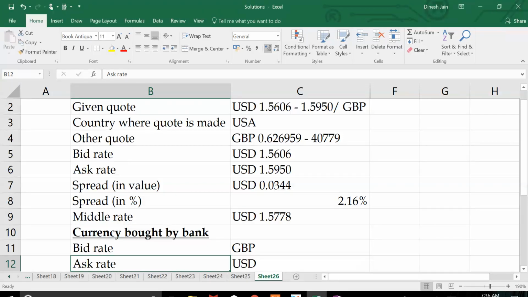In case of bid rate, the bank is going to buy GBP. In case of ask rate, the bank is going to sell GBP and buy USD. Sell GBP and buy USD. For the customer, it's going to be the inverse of this.